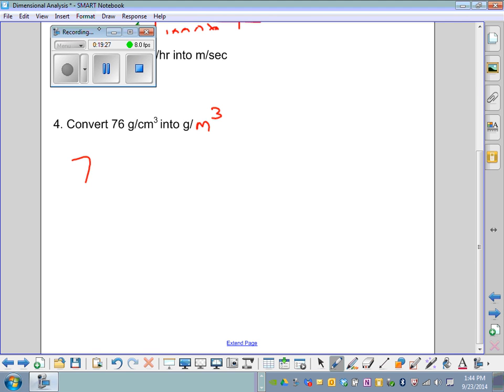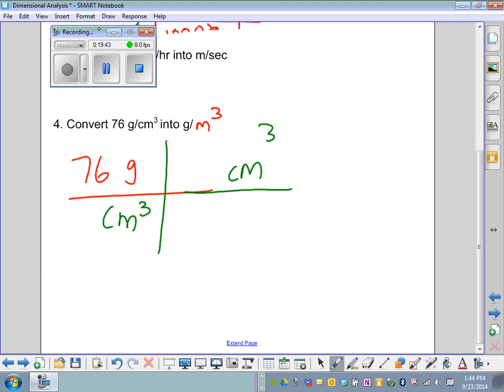So I don't have to do any conversion for the grams. Is that right? It's going to remain grams even after the conversion. So I have 76 grams divided by centimeter cubed. And I need to get out of centimeter cubed. Is that right? And I need to go to what? Meter cubed.